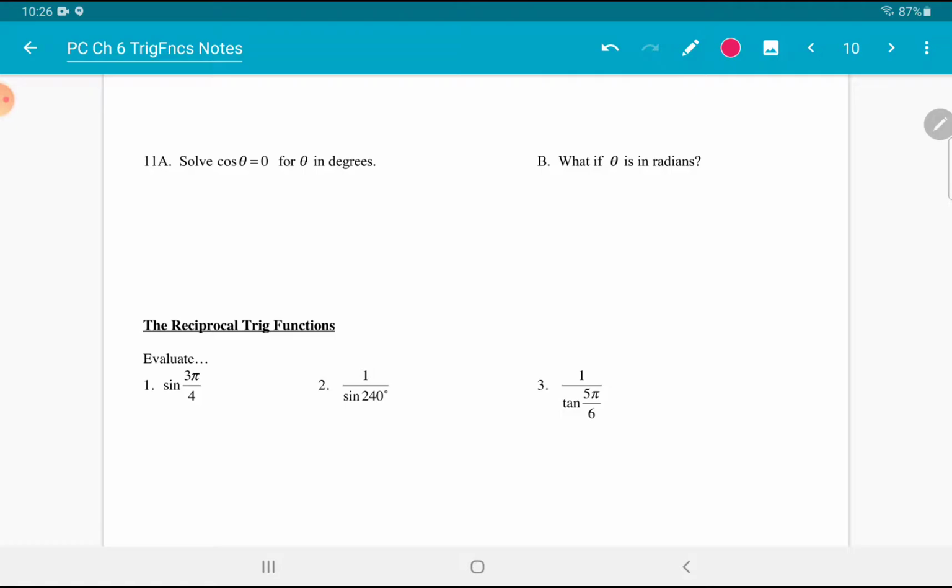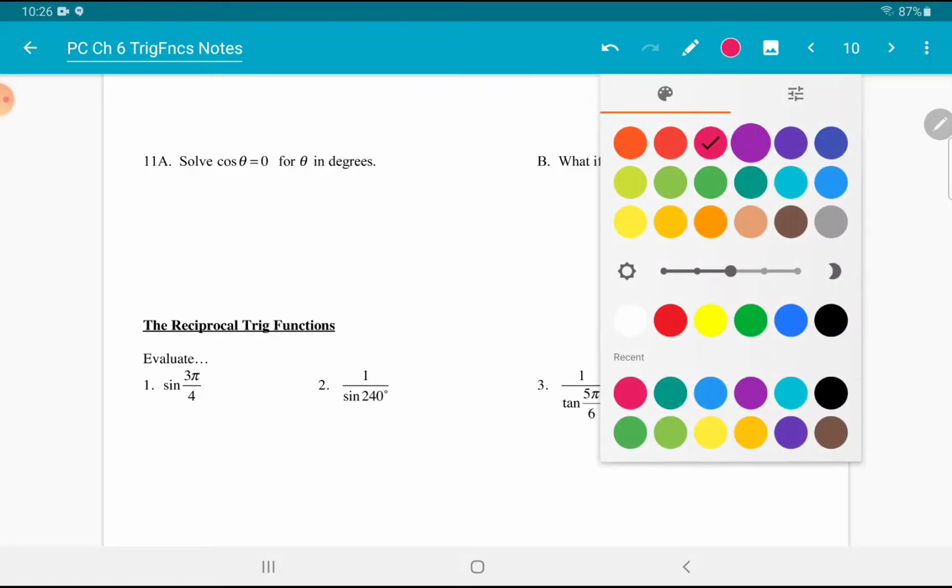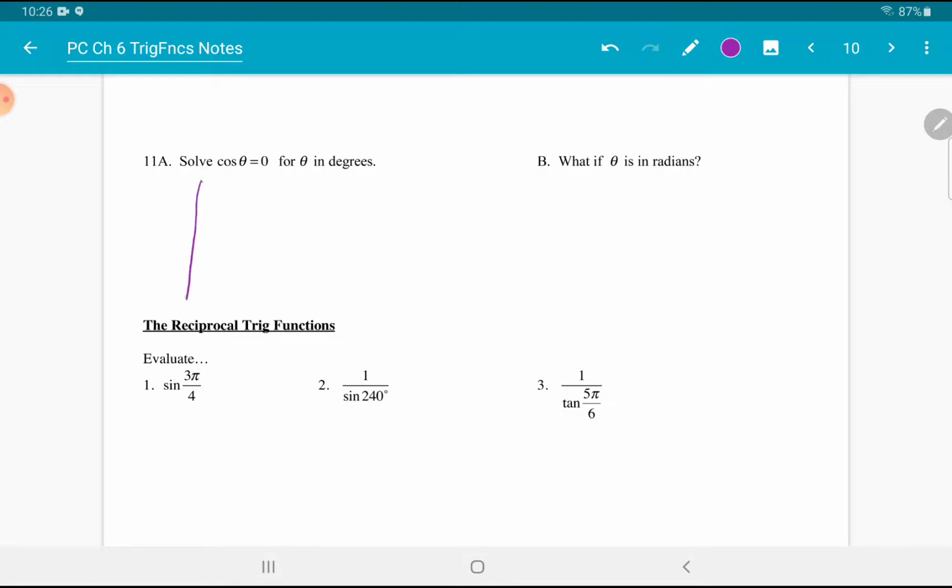Number 11. Solve cosine of theta equals 0 for theta in degrees. Again, it always helps to visualize it. Draw a coordinate plane. We're going to have our unit circle here. Recall from a previous video that the ordered pair (x, y) anywhere along the circle can also be represented through its angle measure, and we set that up as (cosine theta, sine theta).